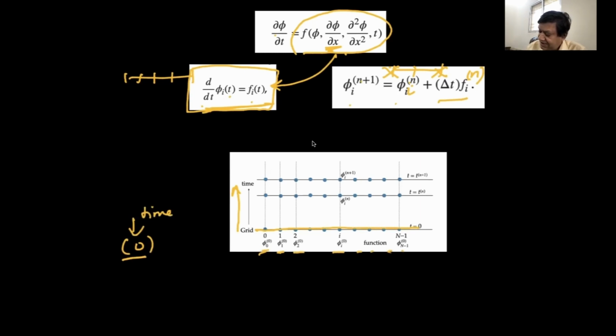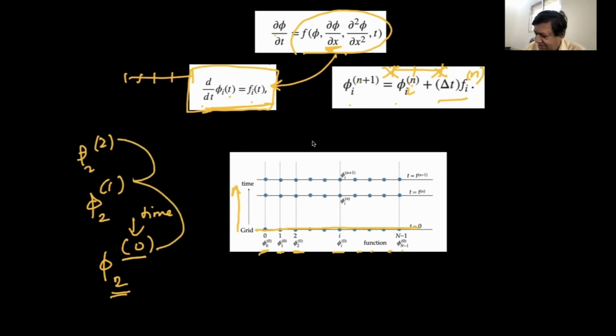Superscript is time, and the subscript, let's say 2, these are space indices. So this is at the second grid point or third grid point. In Python we start with 0, the third grid point. And from here I go to phi_1 at 2, and then I go to phi_2 at 2. So time is increasing from here to here. And that's it. So we can solve it by this scheme.